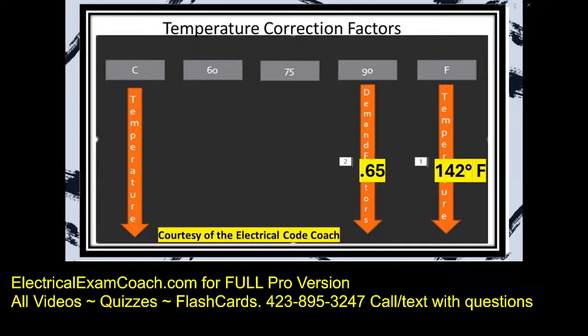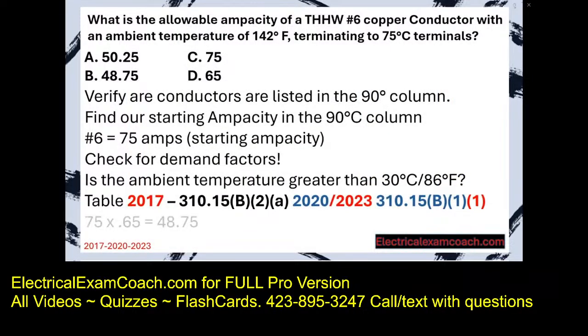Now, what we're going to do is head back and do our math. We take our starting ampacity multiplied by the correction factor, and that gives us a new allowable ampacity of 48.75, and we select B. Great job!